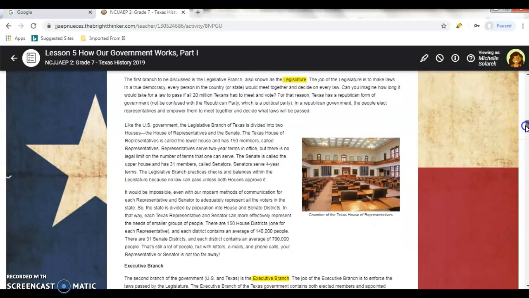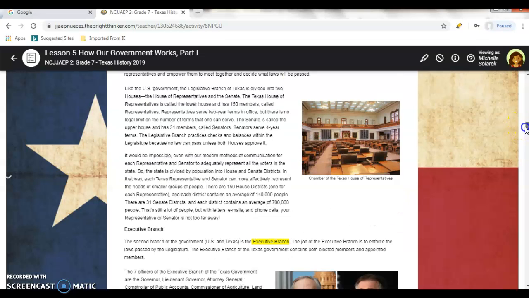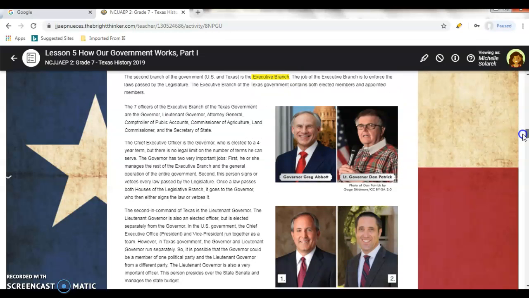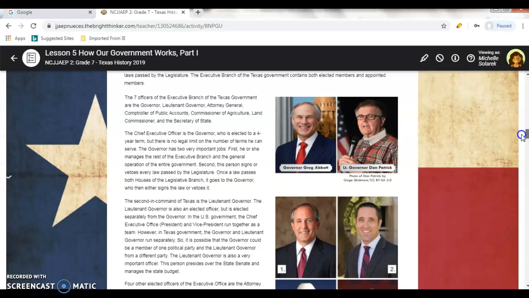Going on with the executive branch, the second branch of government, its job is to enforce the laws passed by the legislature, and both elected and appointed members are a part of this. The seven officers of the executive branch of the Texas government are the governor, the lieutenant governor, attorney general, comptroller of public accounts, commissioner of agriculture, land commissioner, and the secretary of state.